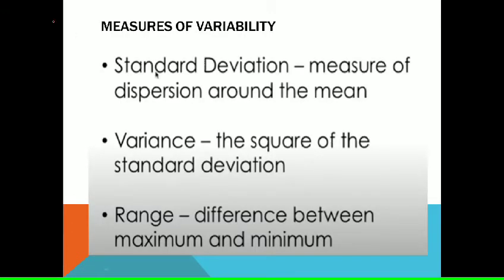So for measures of variability, the standard deviation, which is the measure of dispersion around the mean; the variance, the square of the standard deviation; and the range, the difference between maximum and minimum. And sa standard deviation, measure of dispersion, dutong sabot kung unsa ka katag imuhang data. So makita diri unsa ka katag imuhang data mo na iyahang standard deviation.